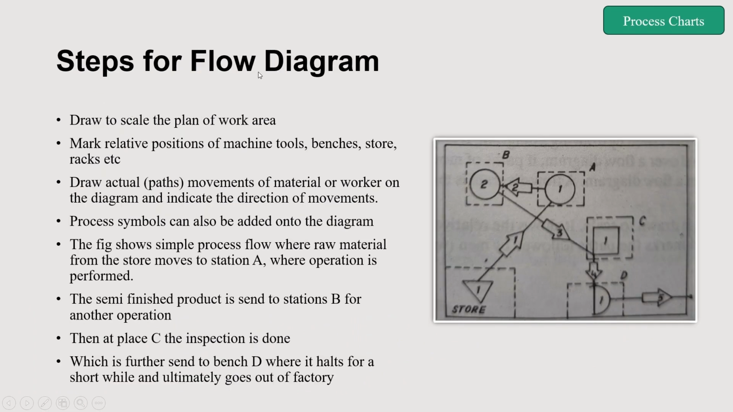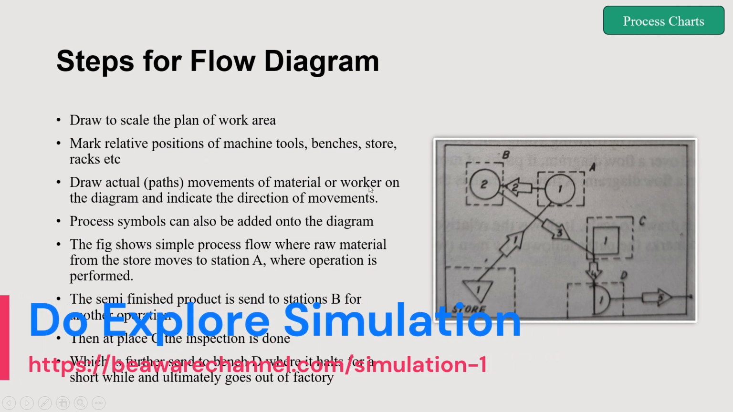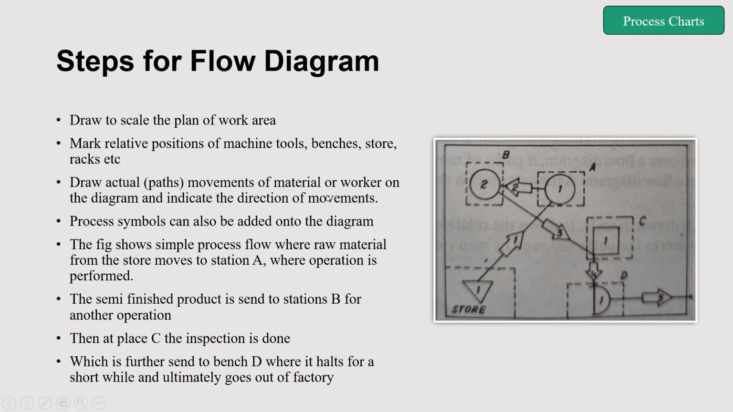Now when we come to the steps for the flow diagram, we need to draw it to the scale of the work area. This is very important. Then we need to mark the relative positions of the machines, then draw the actual path movements of the material or worker on the diagram and indicate the directions of the movements. So we have done this.